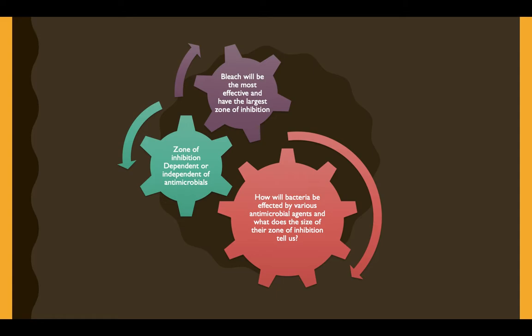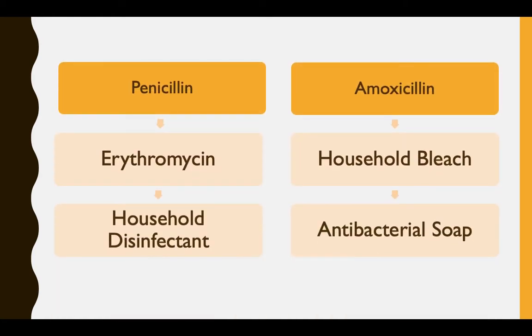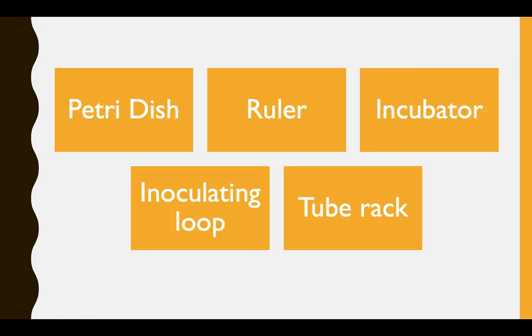So now that we know what we're getting into, let's jump into the materials. Here we have the 3 types of bacteria we're going to be using in this experiment. Like I said, they were listed below: Haemophilus influenzae, Staphylococcus aureus, and Streptococcus pneumoniae. And we also have our 6 antimicrobials. And don't forget about our sterile control. It's not listed here, but it's basically just the disc soaked in water, so I left that out. And we also have a few other supplies.